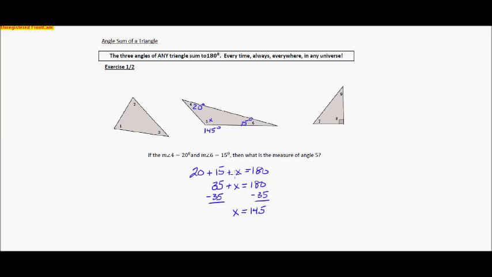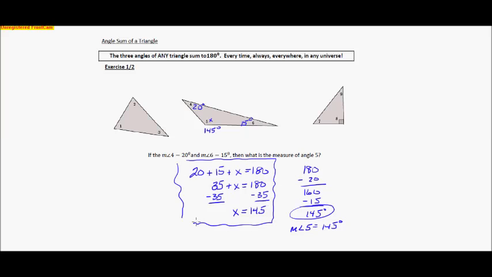Now if you don't want to do it with an equation for now, I'm okay with that. If you want to simply say, I know all three of those have to add up to 180, so if I take 180 and take away 20, I get 160, and then if I take away 15 more, I get 145. Just make sure you tell me that the measure of angle 5 is equal to 145. For now I'm okay with that. In the future we're going to be building equations and stuff, and that's really the process that we're after. Alright, so not too hard so far.